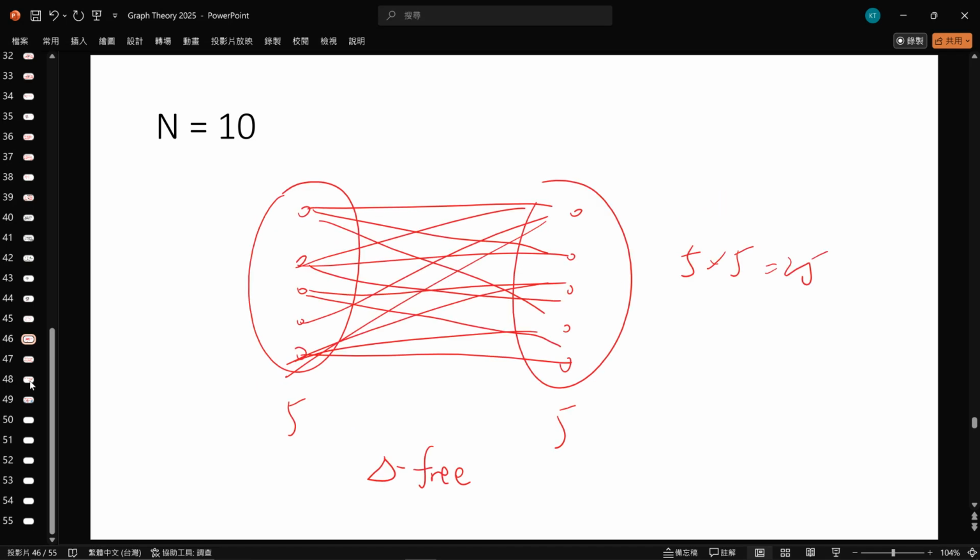All right, okay, so actually one of the reasons that I want to discuss this question is because this graph is called a complete bipartite graph, okay?